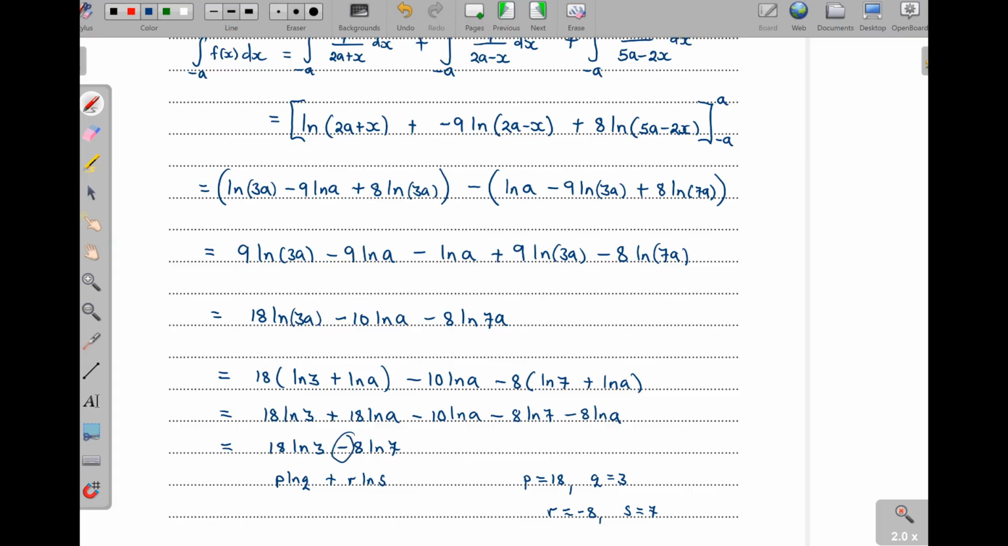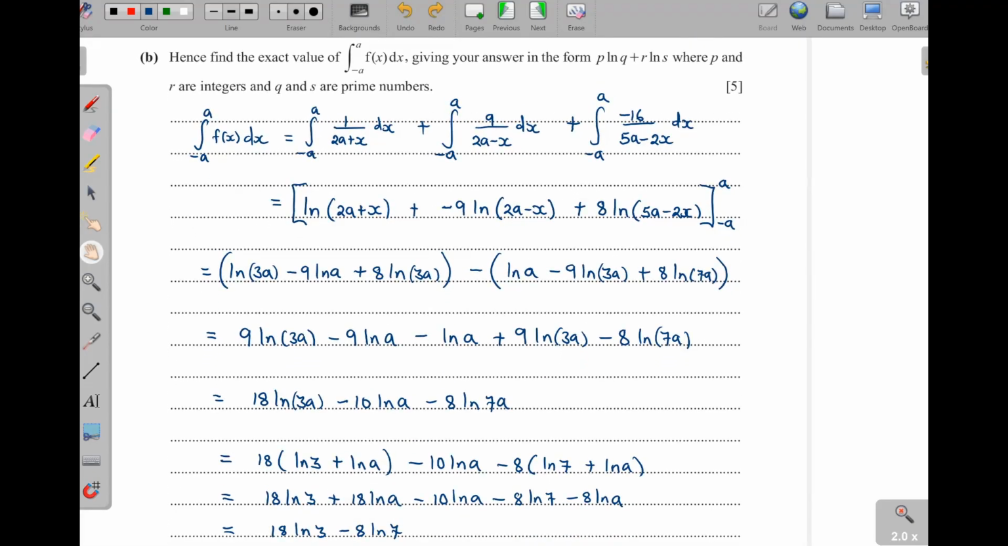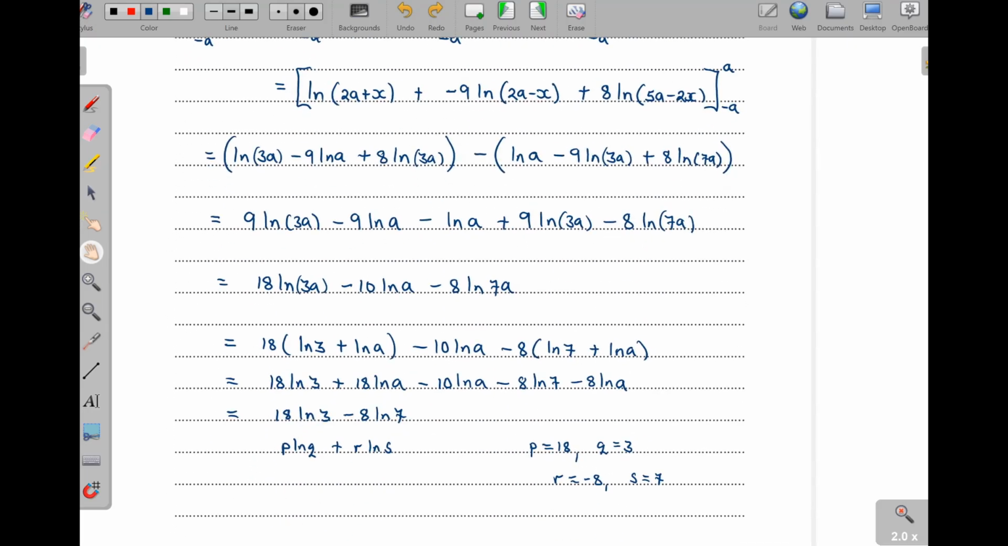Don't be confused. Here we are having a minus, okay? I can still separate this and I say plus, negative, okay? So these are integers. Integers can be positive or negative numbers, okay? Now they said Q and S are prime numbers. Q and S. So Q is here. This is a prime number.